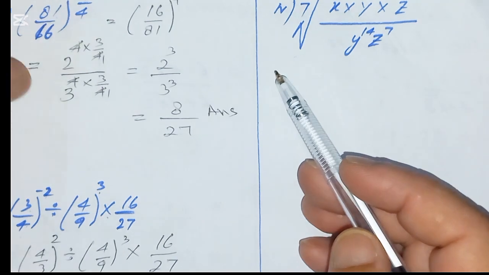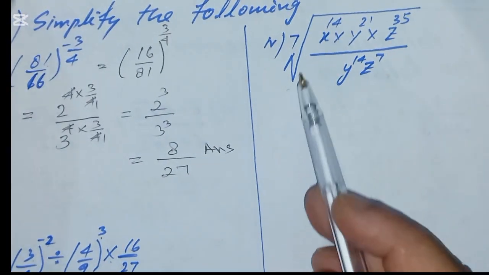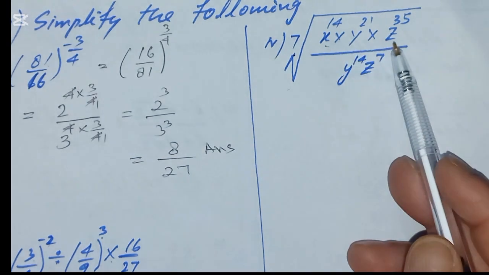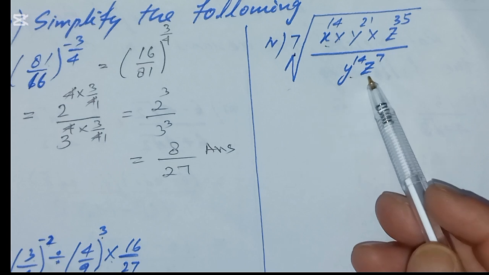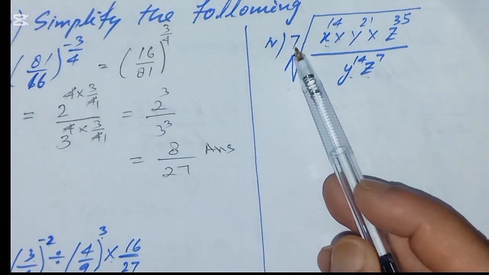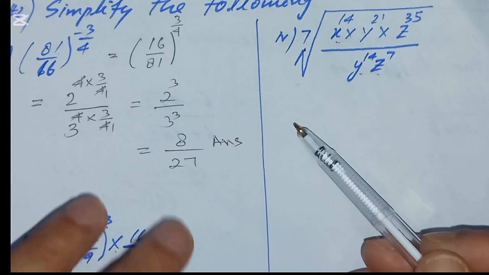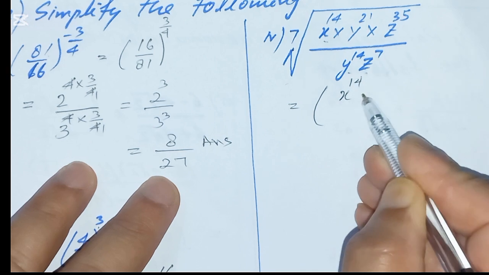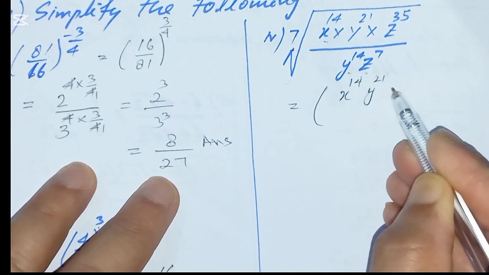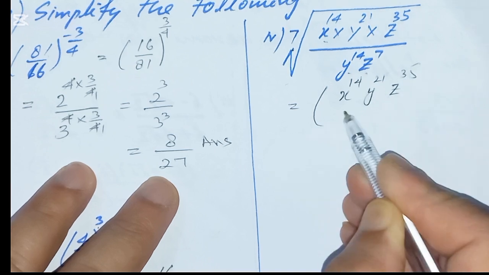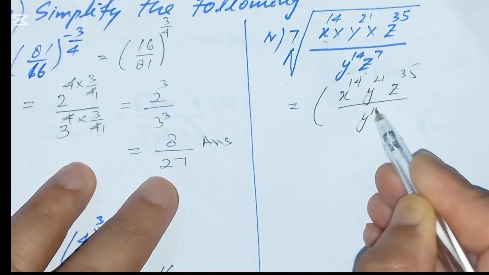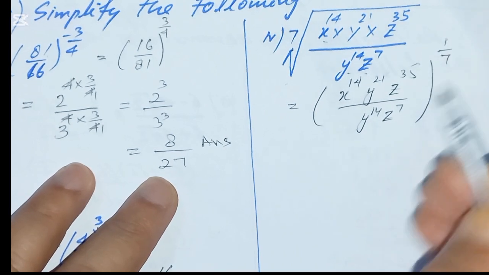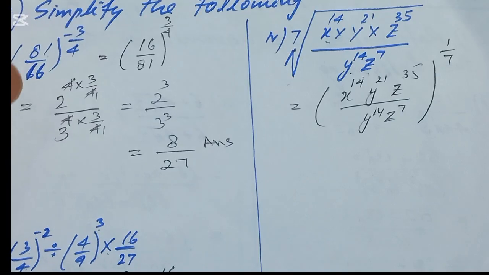In this we have a radical sign, and its index is 7, and its radicand is x power 14, y power 21, and z power 35, over y power 14 and z power 7. This is the index, and this is called the radicand. This can be written in exponential form in this way: x power 14 multiply y power 21 multiply z power 35 divided by y power 14 z power 7 whole power 1 by 7. This is the exponential form of this radical form.